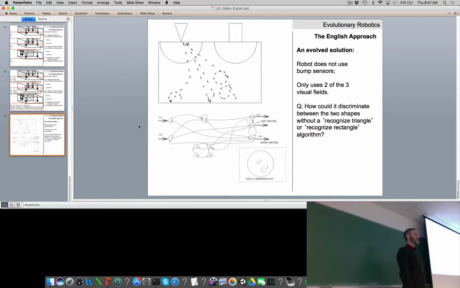Is this the optimal behavior? Definitely not, right? Optimal behavior would be head straight for the rectangle, or at least curve your travel to sort of stay away from the rectangle as you approach the triangle. What can you tell me about this evolved behavior?